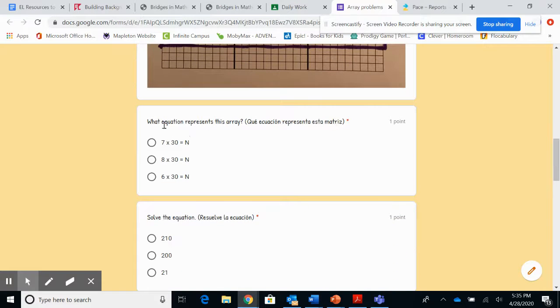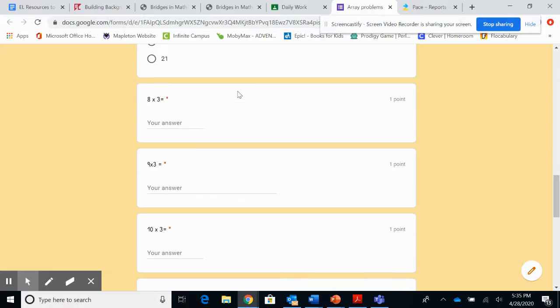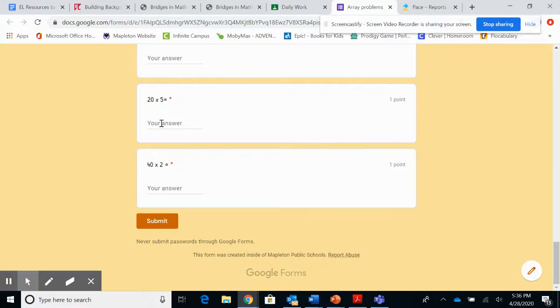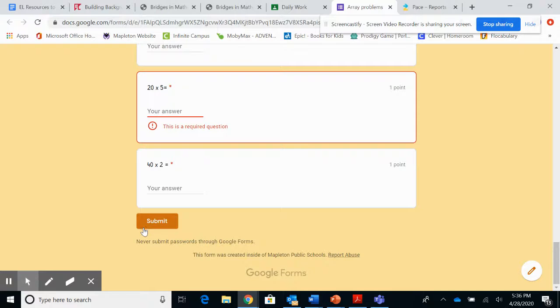So first you have to find what equation matches the picture, solve the equation, and then here are a bunch of multiplication problems for you to practice, okay? Remember that when you write your answer, you write it in number form. So if you think this is 150, which is not, you would write it in number form, and then instead of word form. And when you're done, you make sure you click submit.